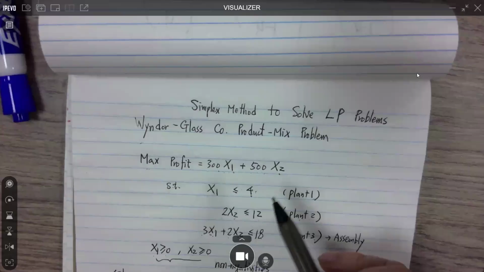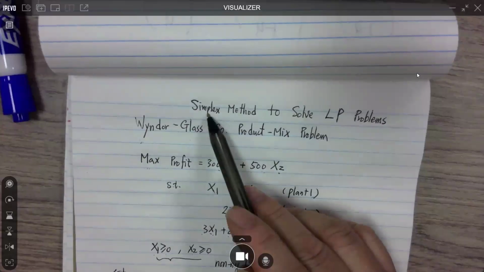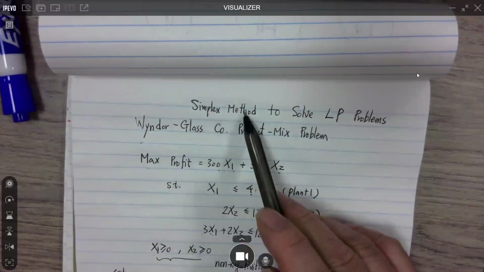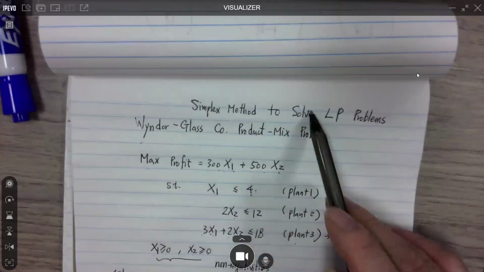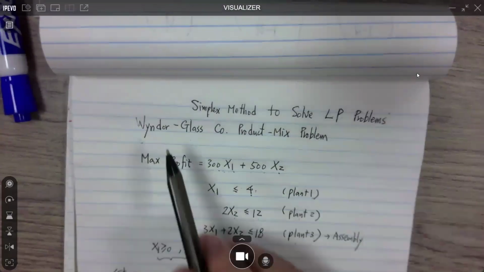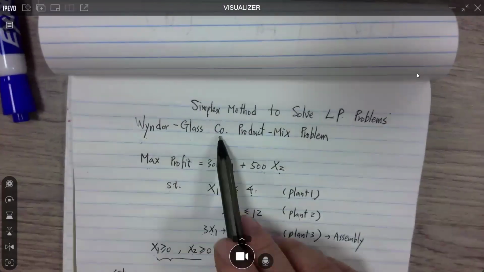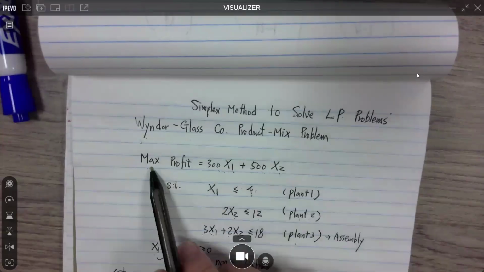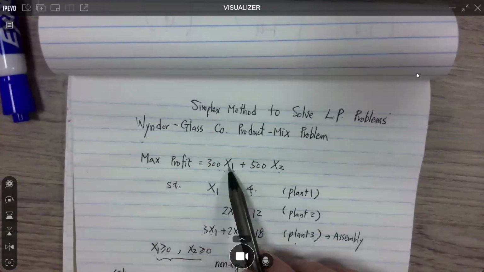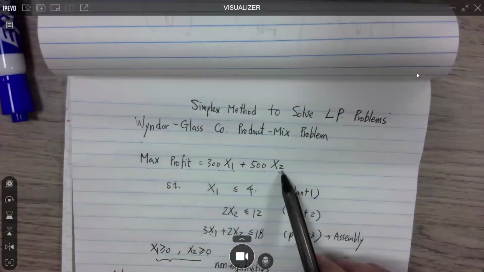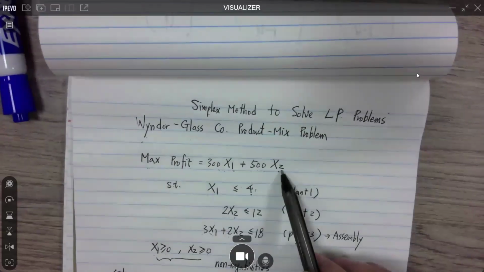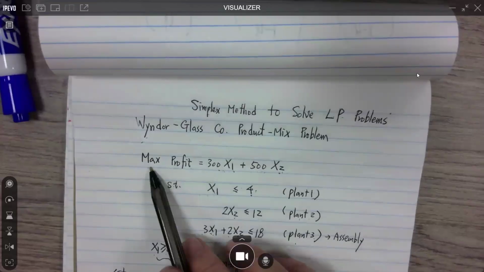Okay, next we're going to teach you how to use the simplex method to solve LP problems. Let's use the Window Glass Corporation product mix problem. X1 is the number of new doors produced per week. X2 is the number of new windows produced per week. And we try to maximize weekly profit.